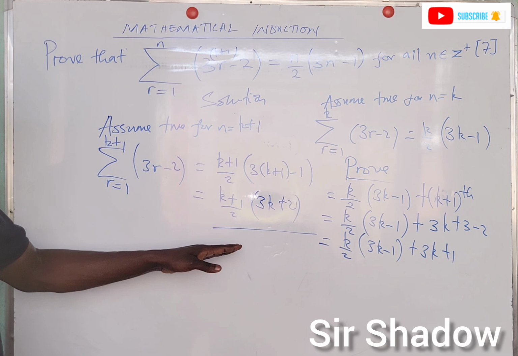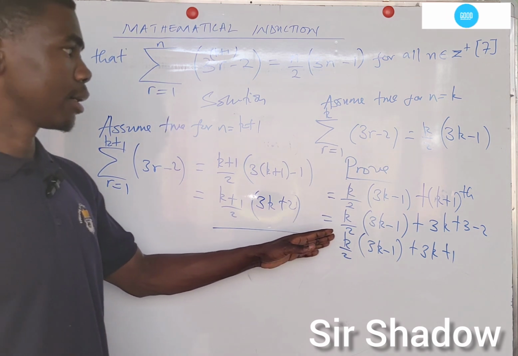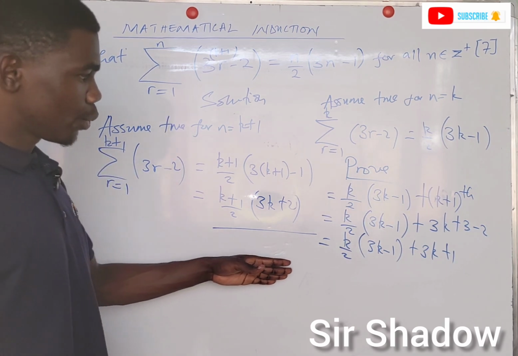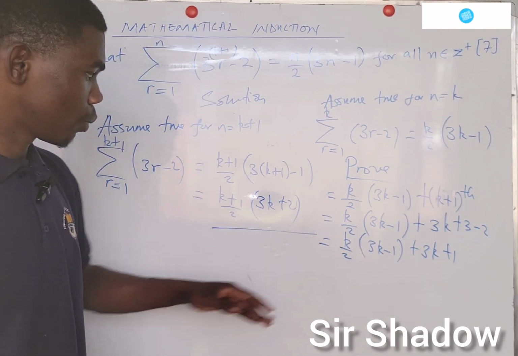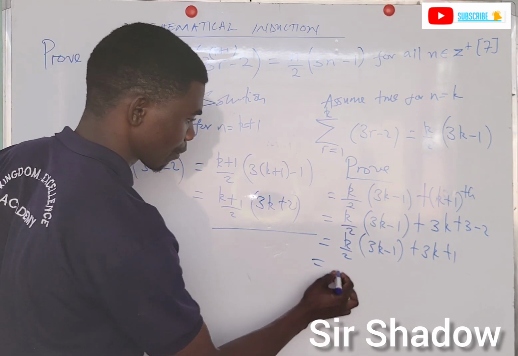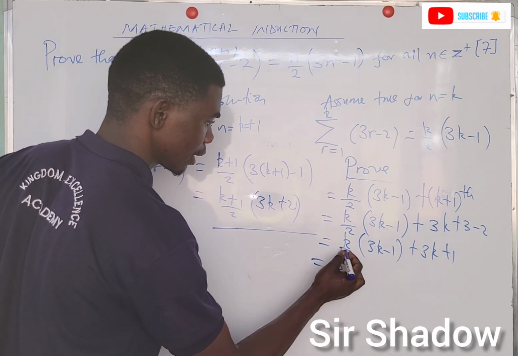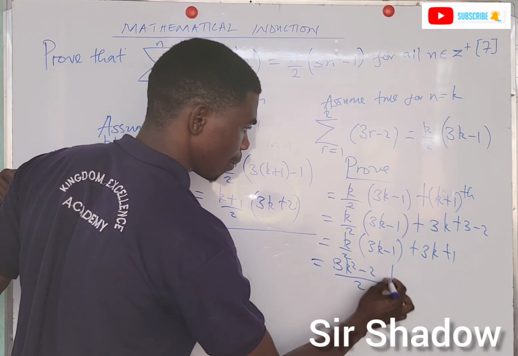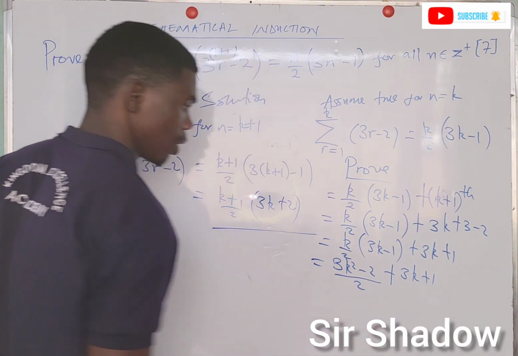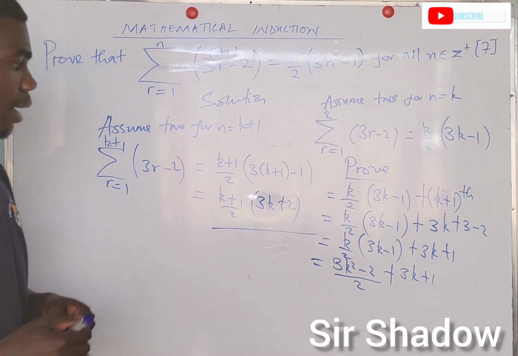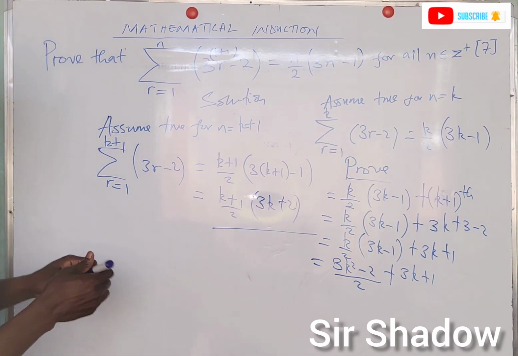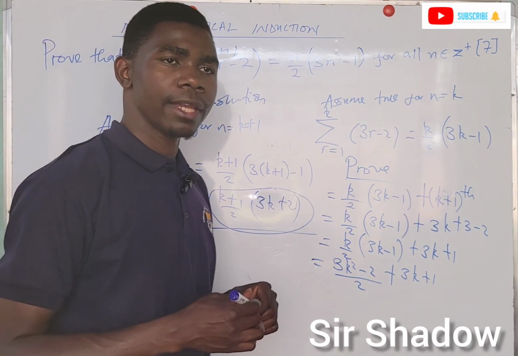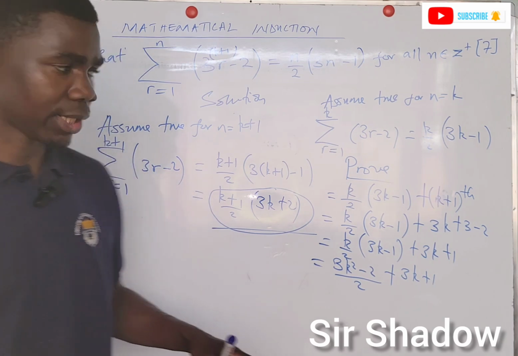We assume true for n is equal to k. So what we have to do here is, this one can be written in the form 3k squared, just k multiplying this thing, 3k squared minus 2 all over 2, plus 3k plus 1. Remember, our final solution should be equal to this solution. And this will tell you that we have proved by method of induction.